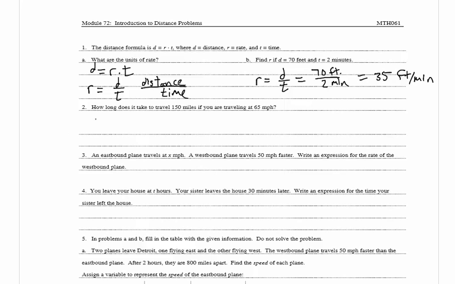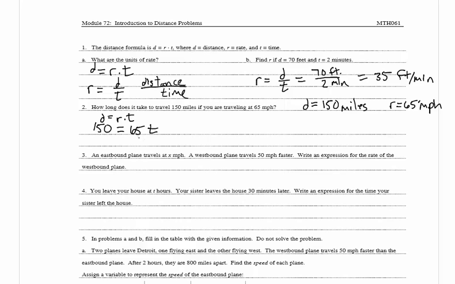And 2 asks, how long does it take to travel 150 miles if you are traveling at 65 miles per hour? Here they gave us a distance of 150 miles, and they gave us a rate of 65 miles per hour. So we need to solve for t. We have distance is equal to rate times time, and we know that distance is 150, and our rate is 65.